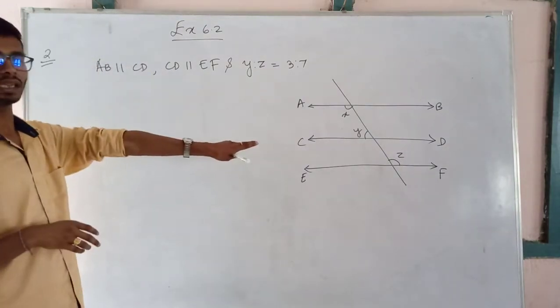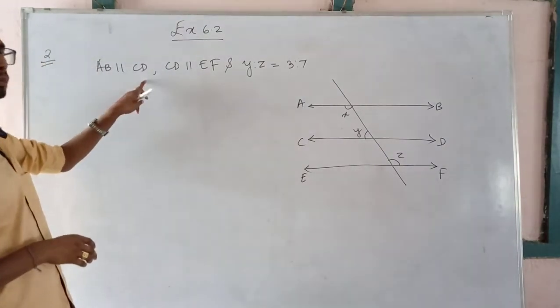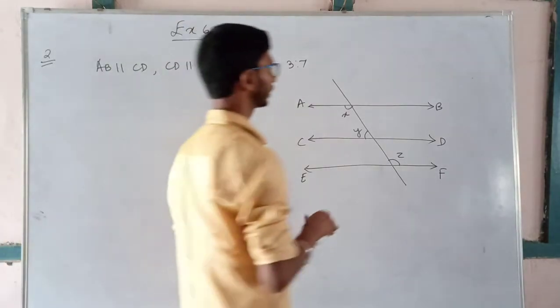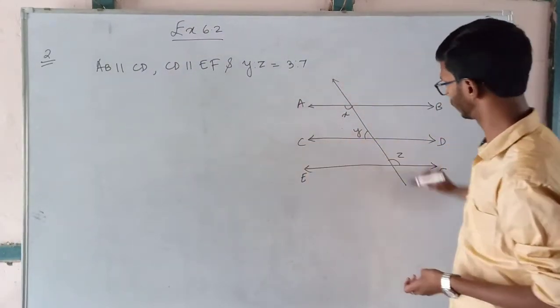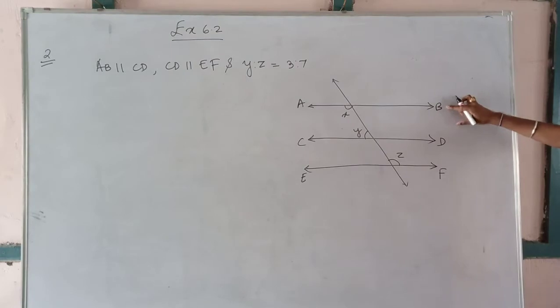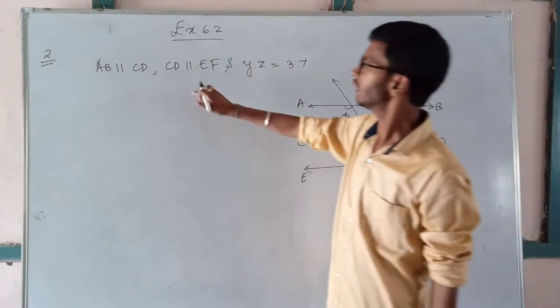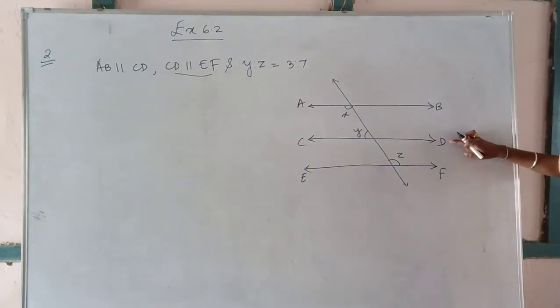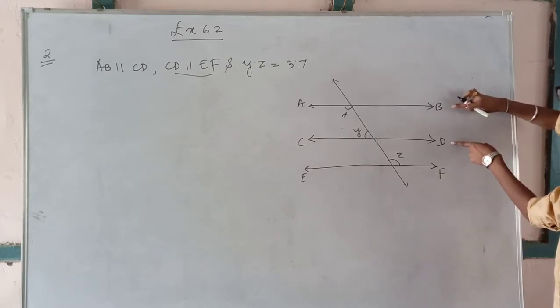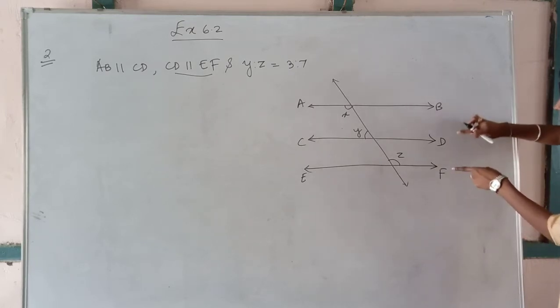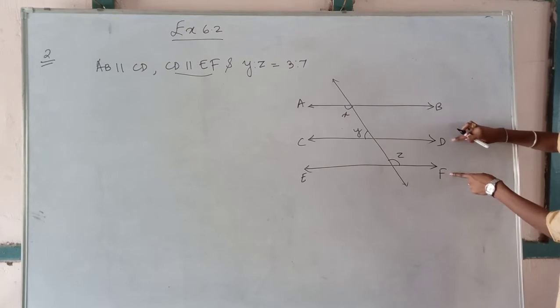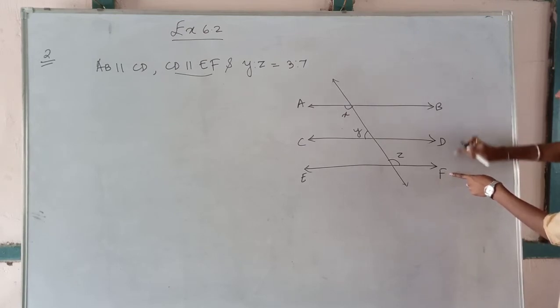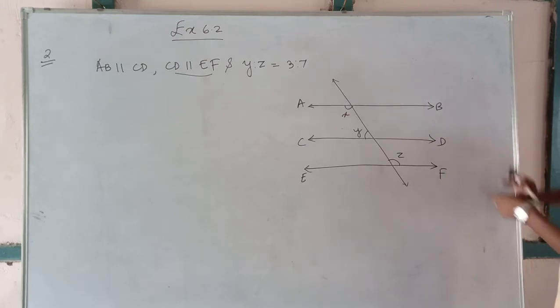In the figure given here, AB is parallel to CD. You just see in the figure, AB is parallel to CD. These two lines are parallel, okay? And CD is parallel to EF. That means these two lines are parallel as well as these two lines are also parallel. So we can say that all these three lines are parallel, okay?